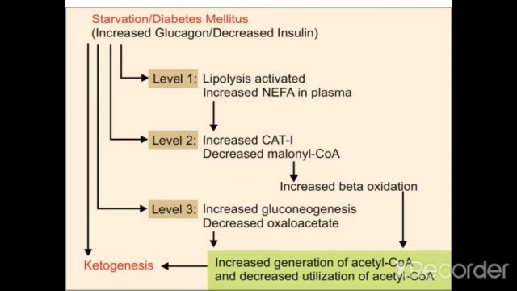So, there will be more amount of non-esterified fatty acids in plasma, and there will be increased activity of carnitine acyltransferase enzyme, and the availability of malonyl coenzyme A will be decreased, and there is increased beta oxidation. Increased beta oxidation will produce more amount of acetyl-CoA, and oxaloacetate is decreased, and this acetyl-CoA cannot be completely oxidized through TCA cycle. So, this increased generation of acetyl-CoA and decreased utilization will lead to ketogenesis, that is, there will be production of more amount of ketone bodies.